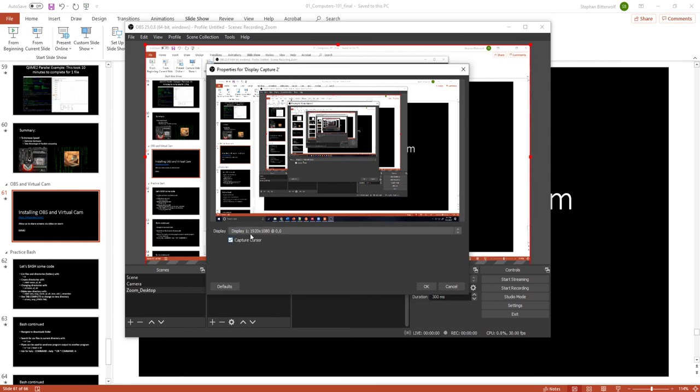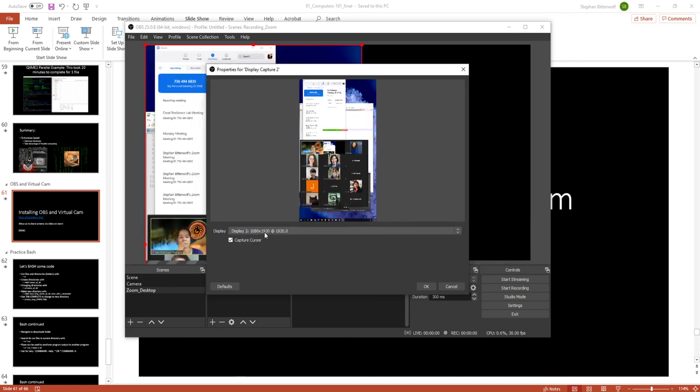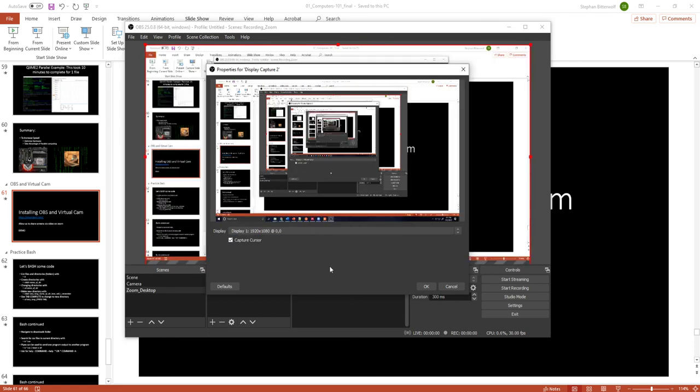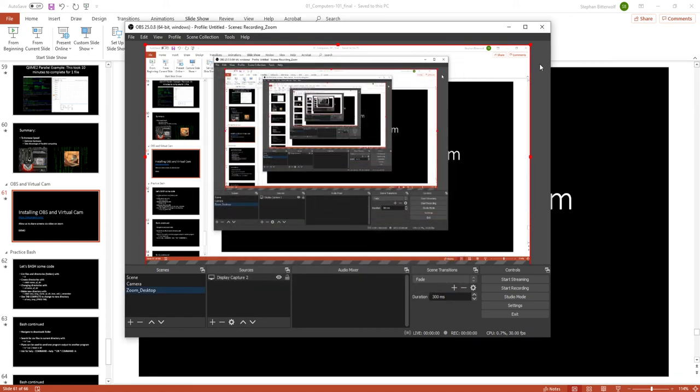You have the option of choosing the different display. So this is display one for me. This is display two. So you get to choose that, and you can decide whether or not it's going to capture your cursor. So if you take that off, it's not being recorded in this screen. I'm going to keep it on for now because it might be useful.